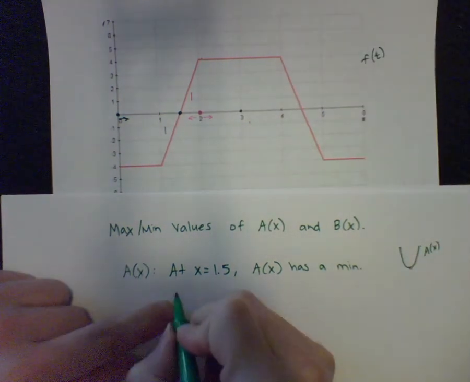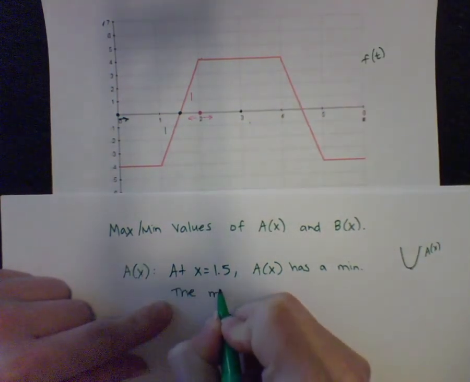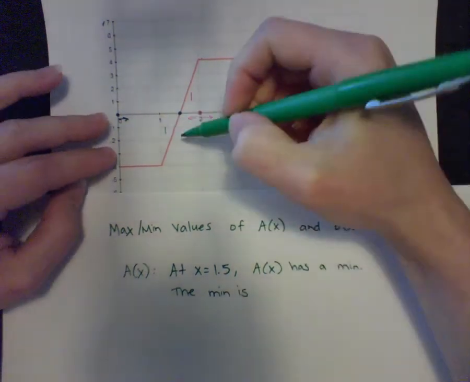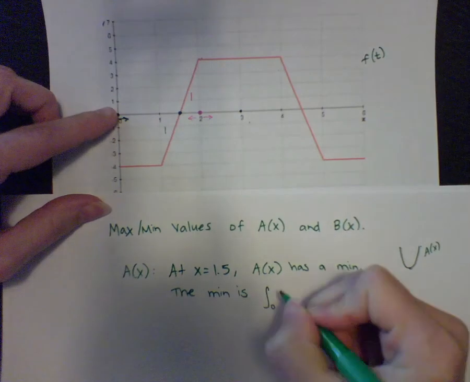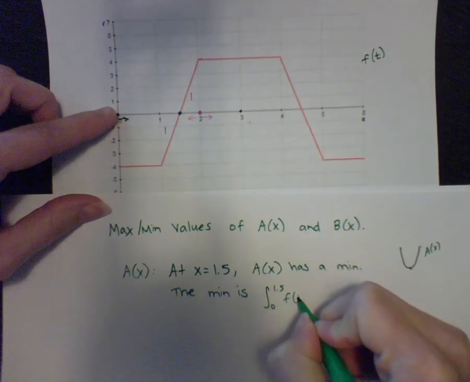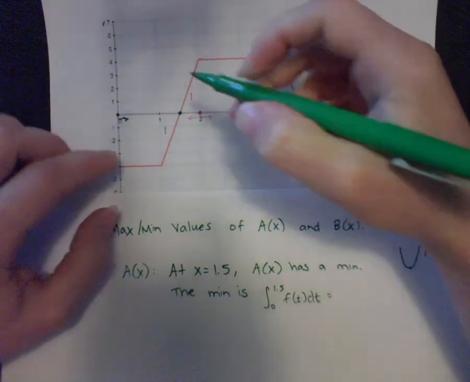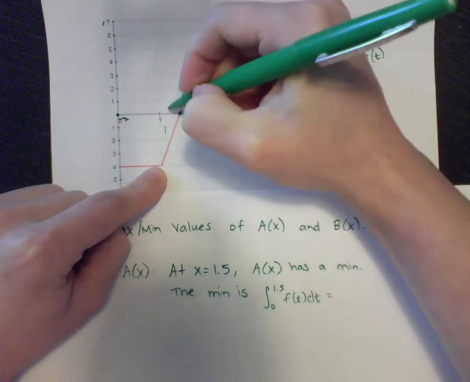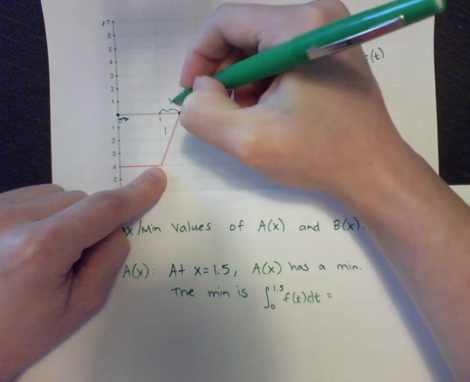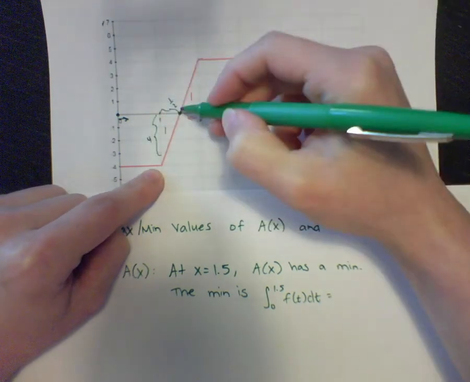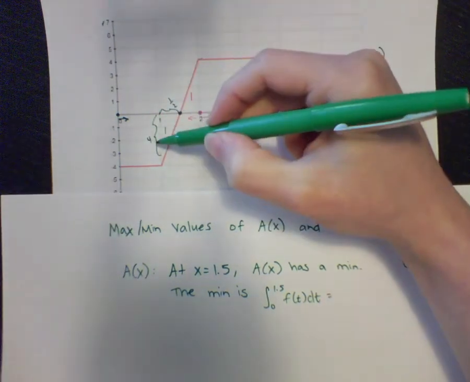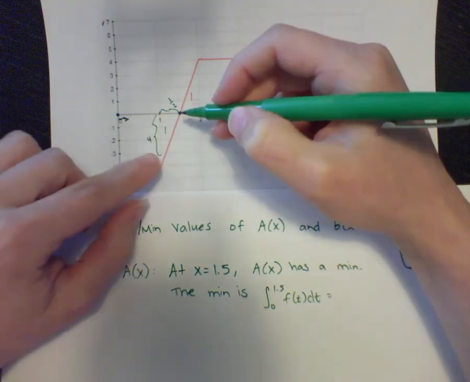I want to also say the minimum is whatever this area is from 0 to 1.5, which I can use geometry to find out. Well, I found out that this one was 1. Again, that's because the base is 1/2 and the height is 4. So 1/2 times 1/2 times 4, area of a triangle, is going to be 1.